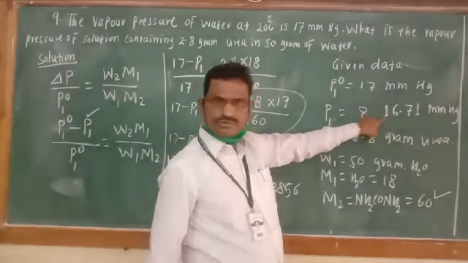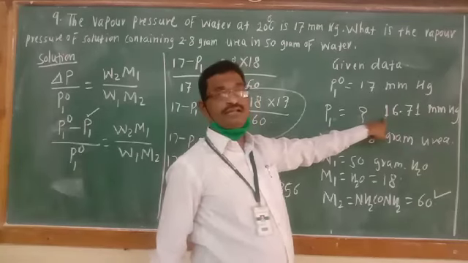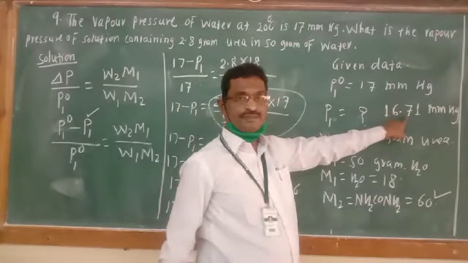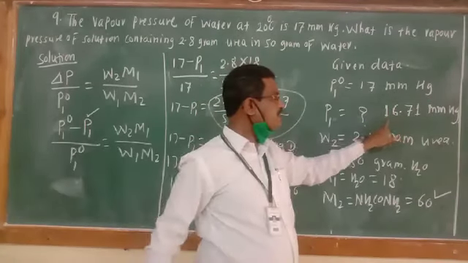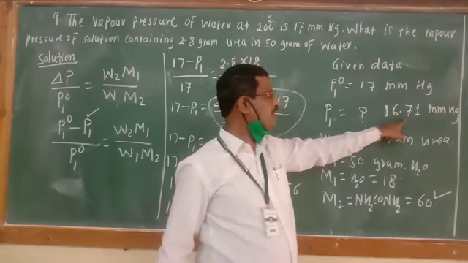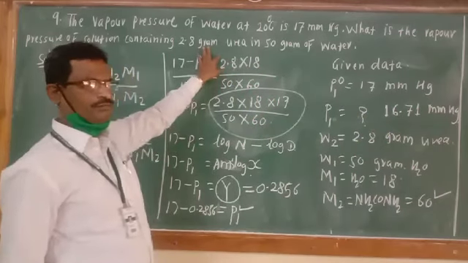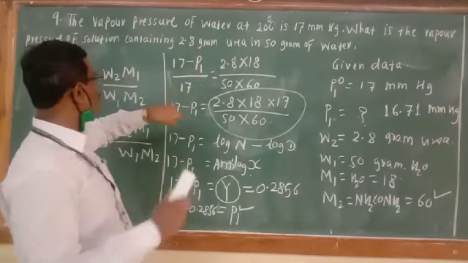In your book, it is given as 16.17, but we are getting 16.71. That is a printing mistake in our book. This is how the problem can be solved. You got it? How I have solved this problem?